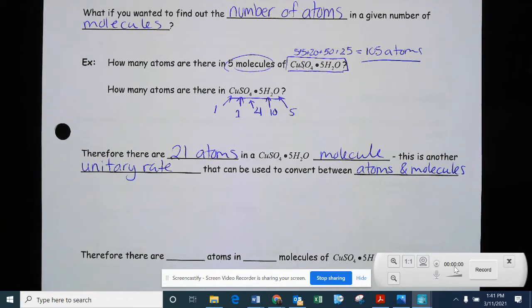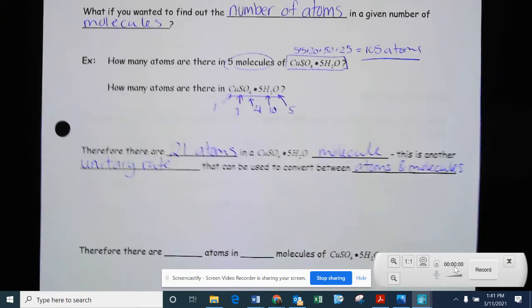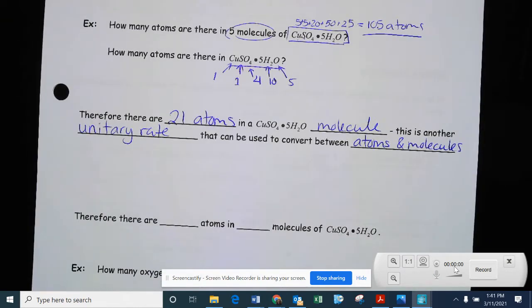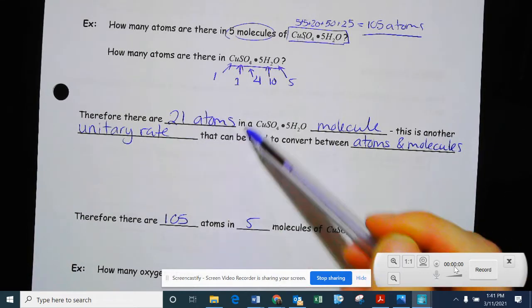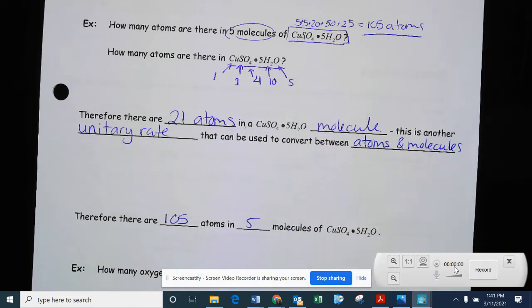Okay, so therefore, moving forward, we've got 105 atoms in 5 molecules of copper sulfate pentahydrate. And we can just do that by figuring out the number of atoms in 1 and then multiplying it by however many molecules we have of that thing.